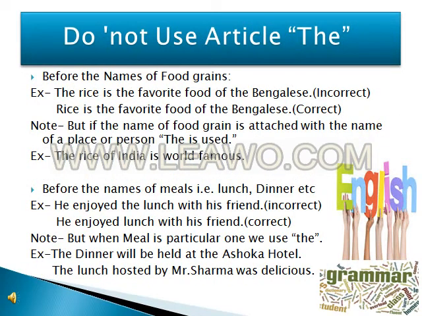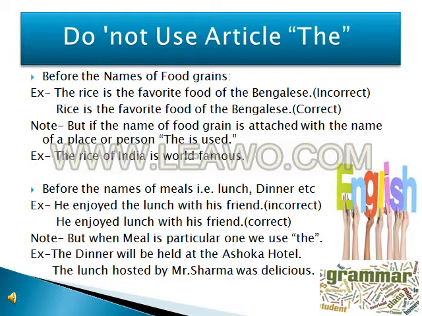We will not use the before the names of food grains. Whatever the food grain is, we will not use article the. For example, the rice is the favorite food of the Bengalis. This is the incorrect sentence. What will be the correct one? Rice is the favorite food of Bengalis. Why will we not use the? Because our rule says we cannot use the before the names of food grains.